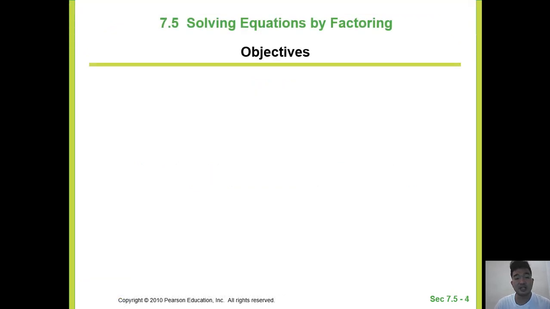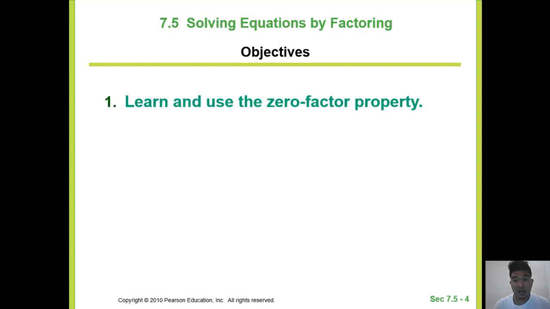Let us first define the objectives of this presentation. After watching this video, you'll be able to learn and use the zero factor property. I know that when you were in high school, you already studied different types of factoring, specifically for quadratic equations. So we are using three different ways to solve quadratic equations. Number one is through factoring, number two is completing the square, and the other one is using the quadratic formula.